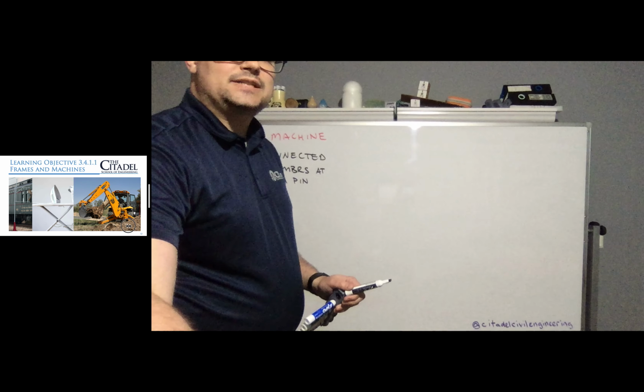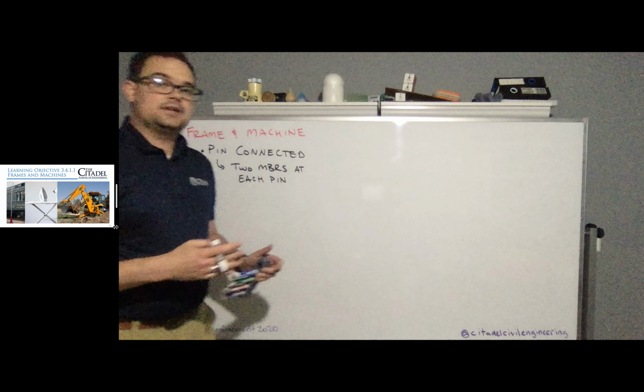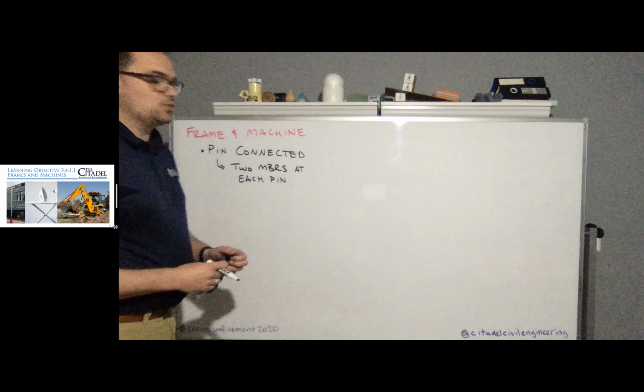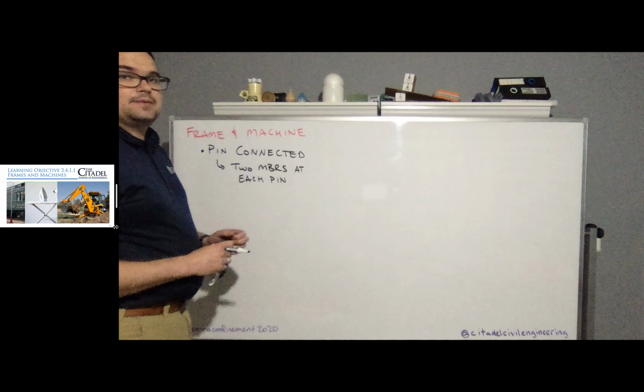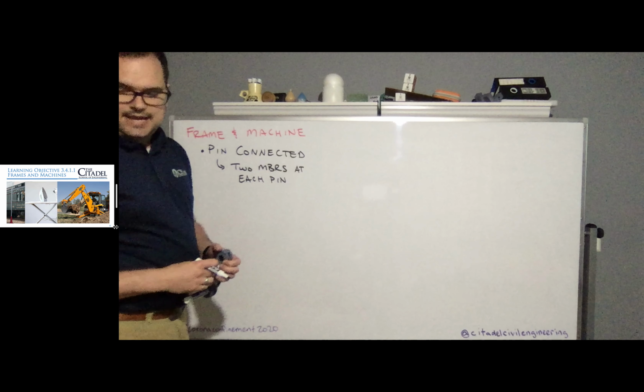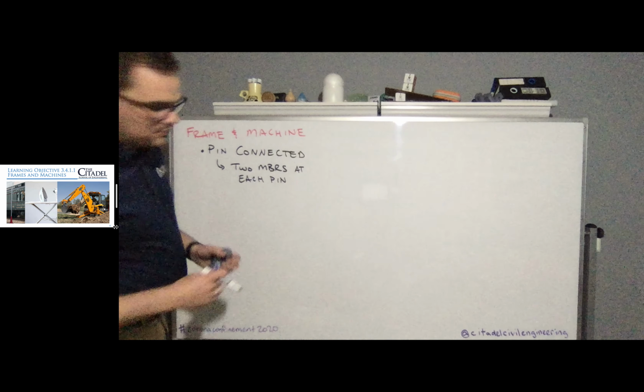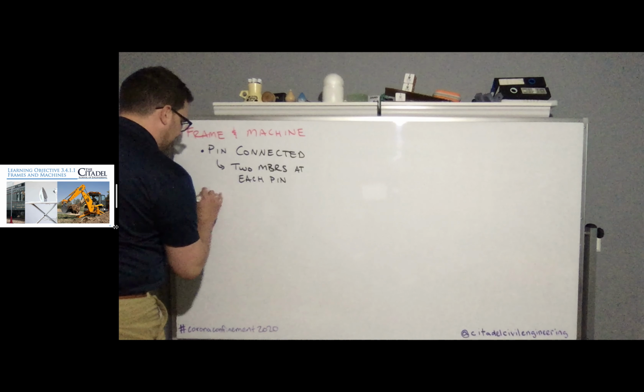Later we'll talk about trusses, that because they have different assumptions, we can analyze them even though there's more than one member joining at a pin. But for the case of frames and machines, we're talking about two members at each pin. Furthermore, these members can be loaded anywhere.